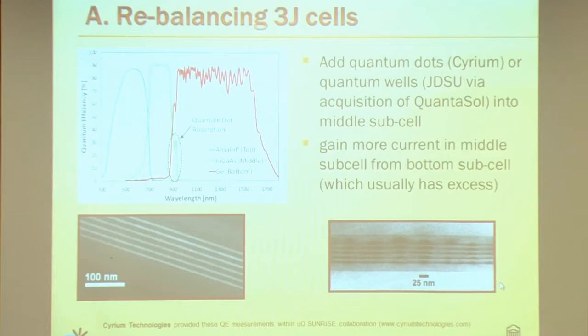Typically that bottom subcell, because it has a wide spectrum range, has an oversupply of current, and the multijunction cell is most likely limited by the top or middle. So this grabs a bit of current for an efficiency increase in the 5 to 10% range. And a company called Quantasol was working similarly on that with quantum wells, and they were purchased by JDSU about a year ago.